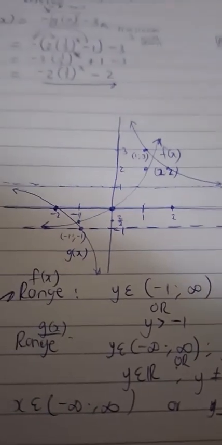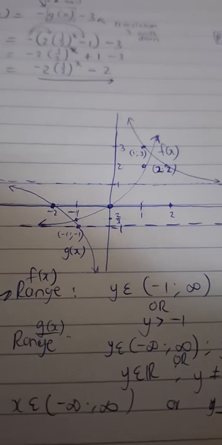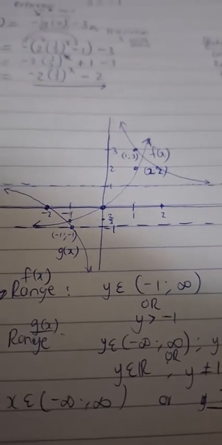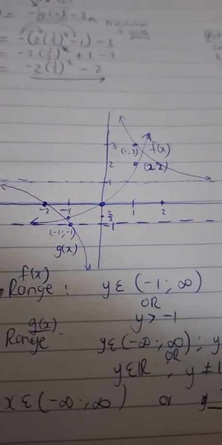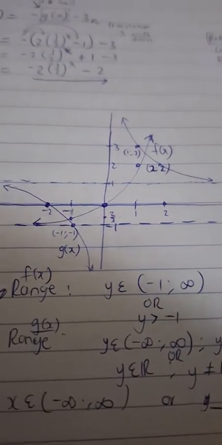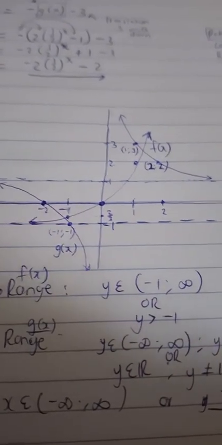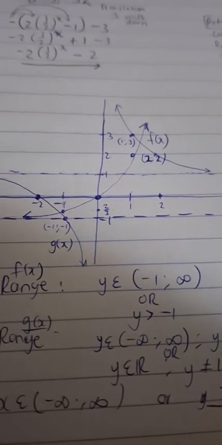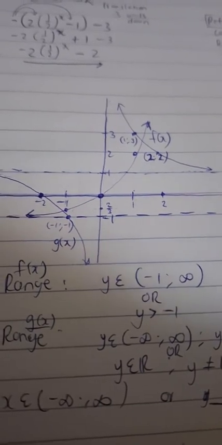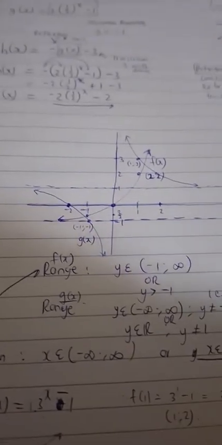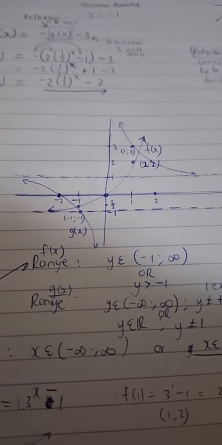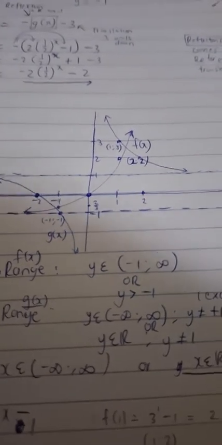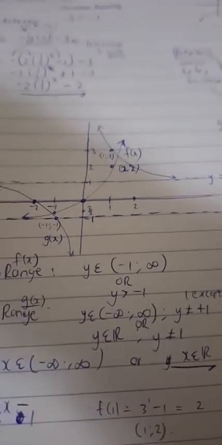Thank you, not that guy. X is an element of R, x is not equal to 0. You've got it. Okay, my guy, I think you're good.